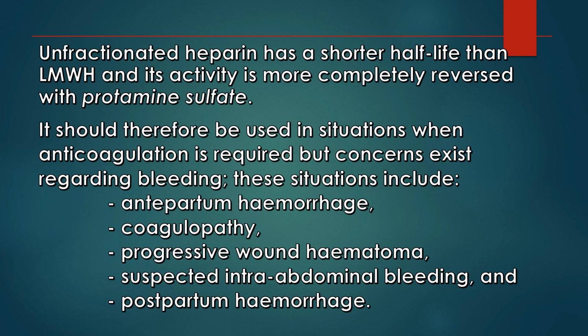Unfractionated heparin has a shorter half-life than low molecular weight heparin, and its activity is more completely reversed with protamine sulfate. It should therefore be used in situations when anticoagulation is required but concerns exist regarding bleeding. These situations include antepartum hemorrhage, coagulopathy, progressive wound hematoma, suspected intra-abdominal bleeding, and postpartum hemorrhage.